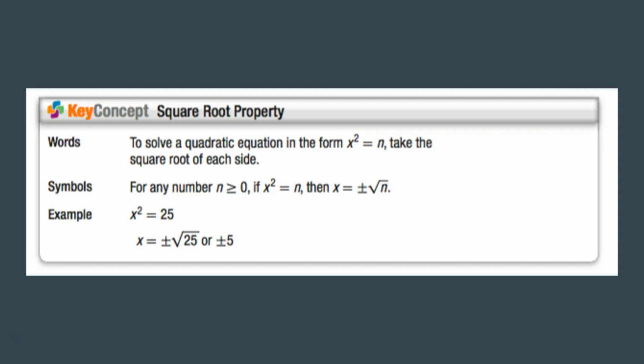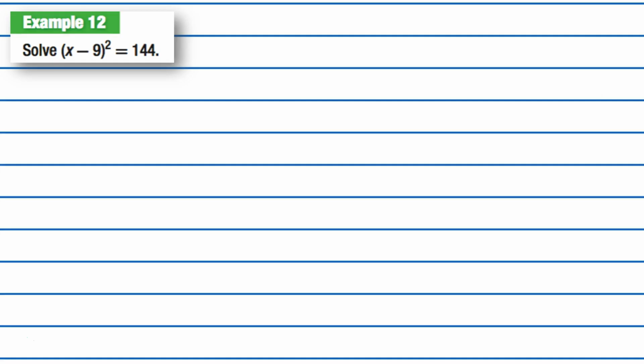Alright, so this is the one that we're going to be focusing on, the square root property. Remember, when you have a square root, you're going to have two solutions. So that's the main thing that we need to remember here. We're going to have a positive solution and a negative solution. So let's try that with this example here.